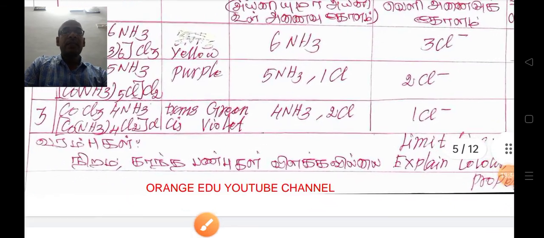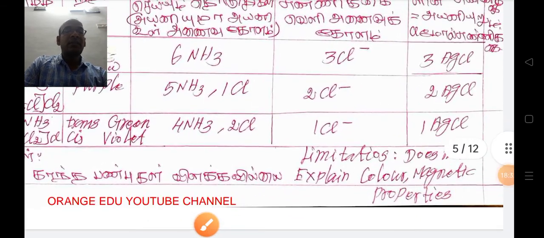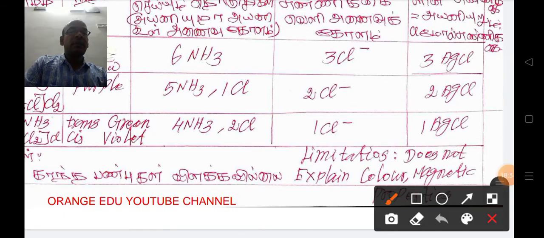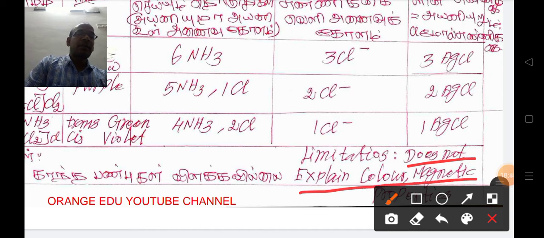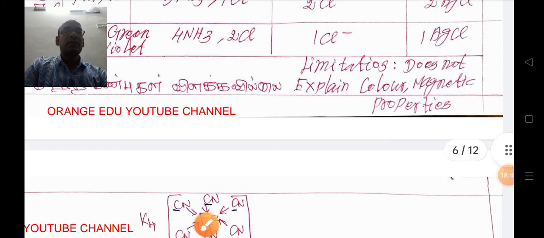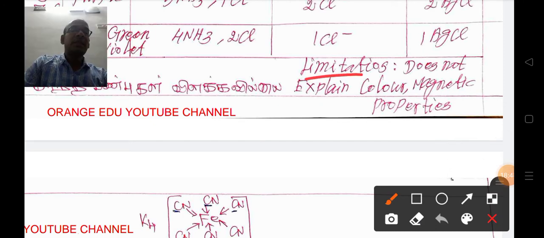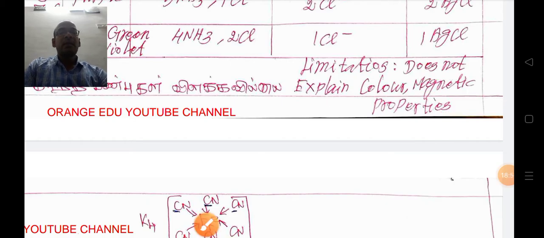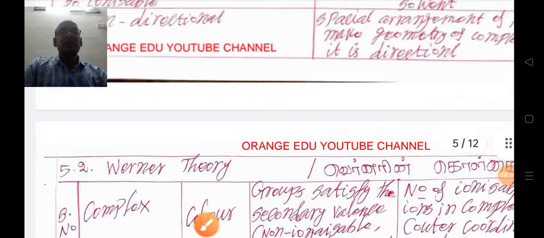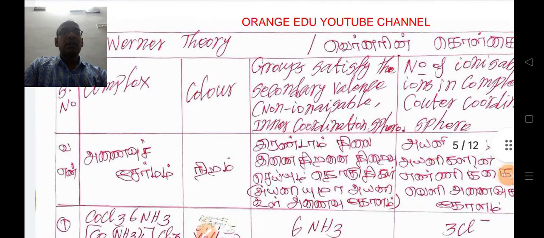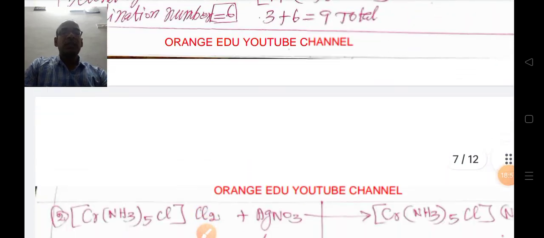The limitation of Werner theory: it does not explain the color and magnetic properties. This is a direct question, number 14. Now solve the book back 1 mark questions.